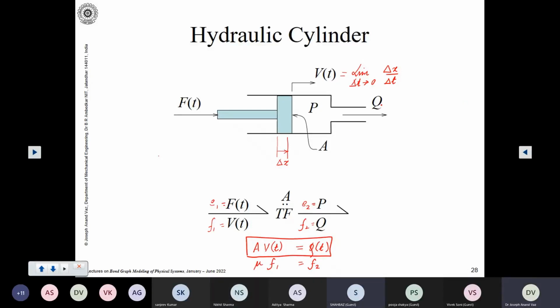Now we are going to work out what will be the volume of fluid that is going to be displaced when this piston moves from here to here. What is the volume? It is this area multiplied by this distance which it has moved, delta x, that is A delta x. So the volume flow rate will be what? It will be the volume. Volume is delta x multiplied by A.